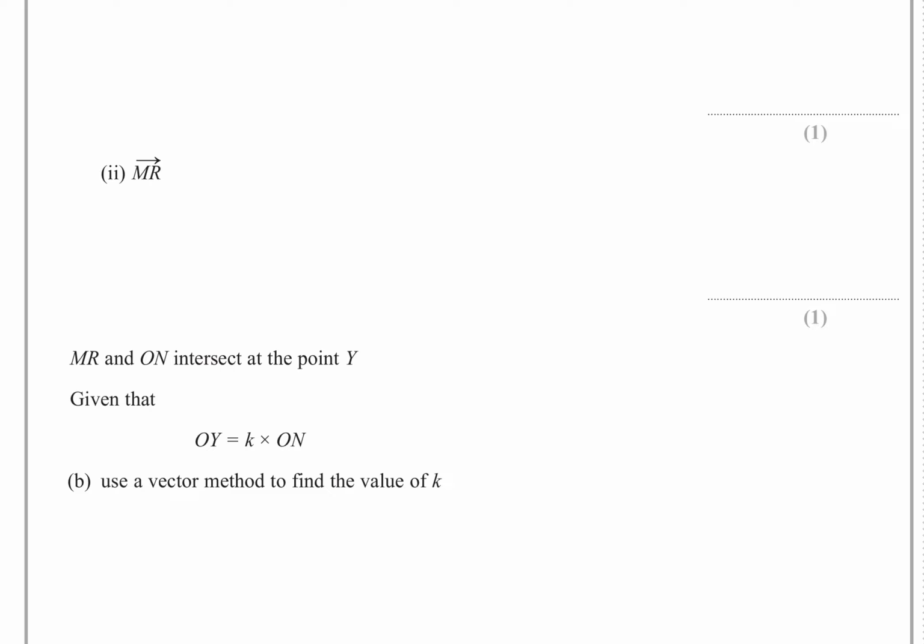We're also given that MR and ON intersect at point Y, so given that OY is K times ON. Mind you, this is vectors. Use a vector method to find the value of K.